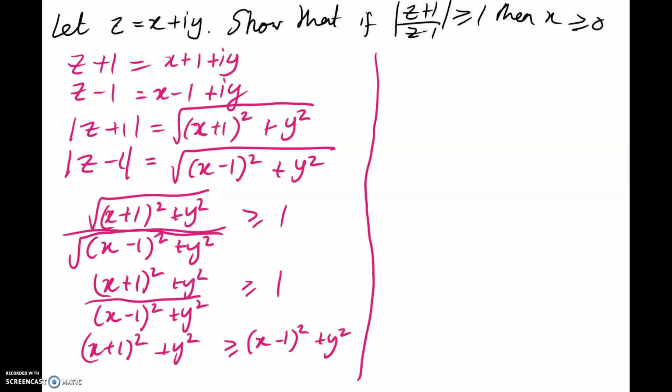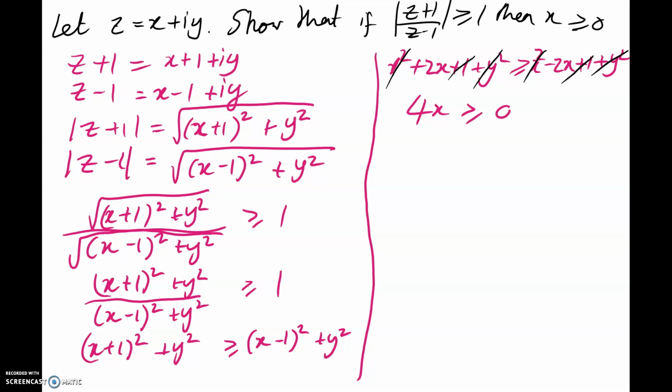Now I'm going to expand the left-hand side and the right-hand side, which will give me x squared plus 2x plus 1 plus y squared greater than or equal to x squared minus 2x plus 1 plus y squared. Now when I rearrange and make the right-hand side equal to 0, this and this will cancel out, that will cancel out, and that will cancel out. And I'm essentially left with 4x is greater than or equal to 0, and x is greater than or equal to 0, hence proved.